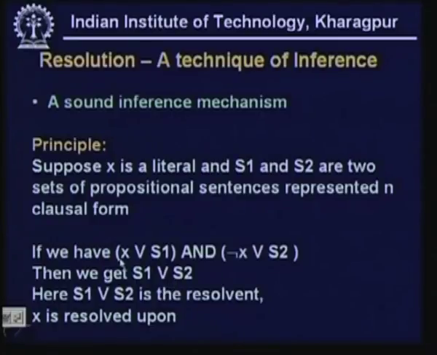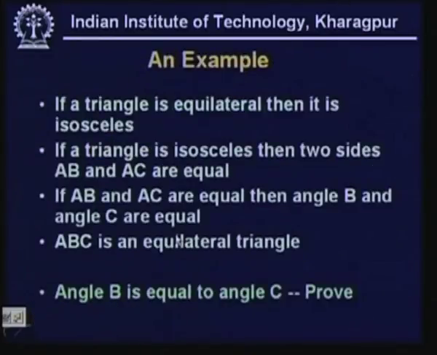Therefore, we can eliminate a literal with its complement. S1 or S2 is the result of the resolution. So, this process is called resolution. We take two clauses and resolve one literal with its negation, and the remaining parts when combined give us the resolvent. So, S1 or S2 is the resolvent and X is the literal that is resolved upon, and the entire process is resolution. Now, what is the purpose of this?